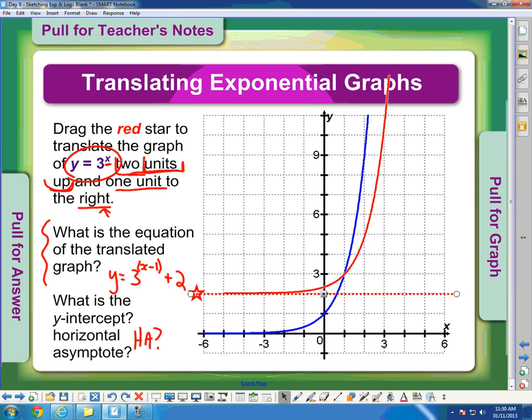So does it really matter if I move it right or left? No. All that we're interested in is how it moves up or down. So the horizontal asymptote is now at y equals 2. And that shouldn't be a surprise because my graph has moved up 2. So not only the graph moves, but the horizontal asymptote moves.